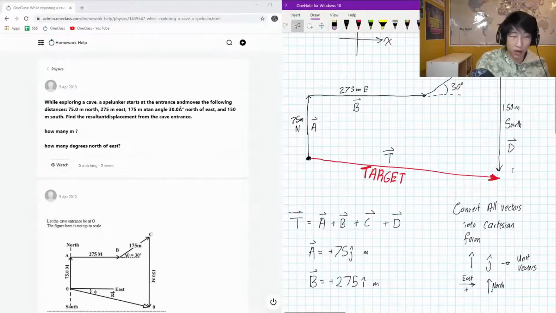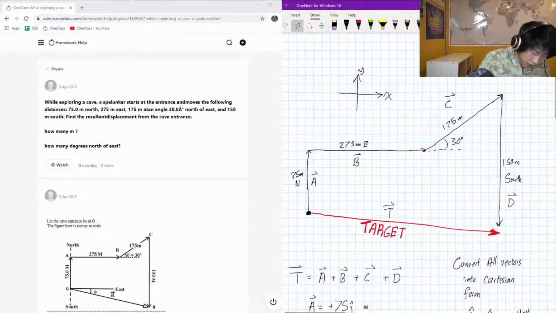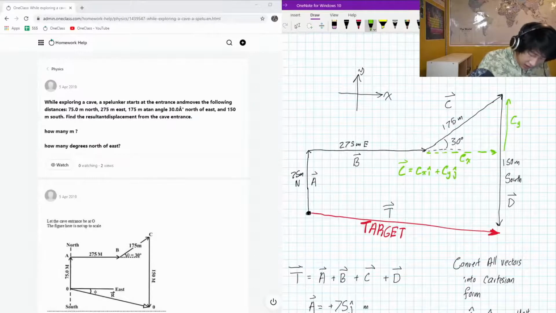Okay, fairly straightforward. Now C is going to be a little bit spicier, because you can see C has both some horizontal movement, and it's moving vertically by this much. So what's going on here in green is we're going to redraw C as a CX component and a CY component. Essentially this means that C as a vector is going to be CX component in the i direction plus CY component in the j direction.